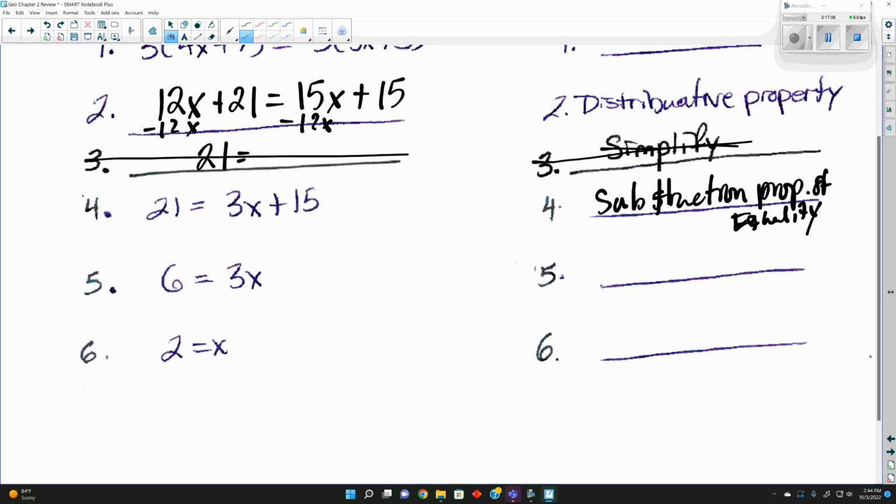Yeah, no, I added that third step in. I need to take that out. Now, what did they do from here to here? 19. They subtract 15. They divide it.